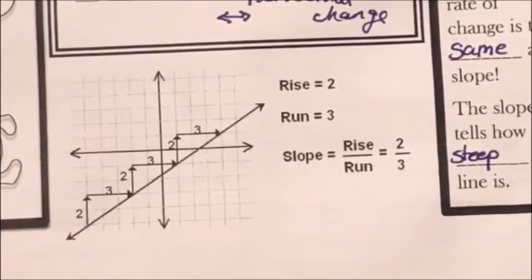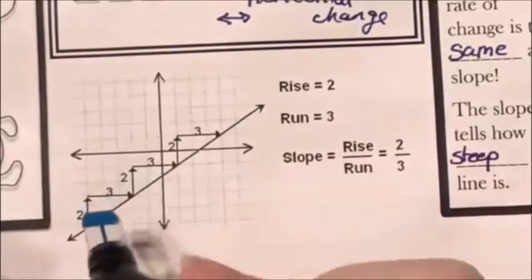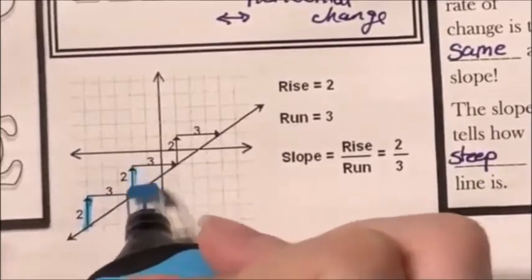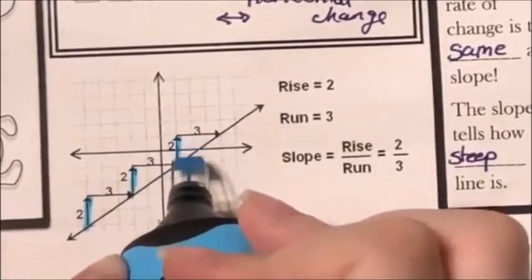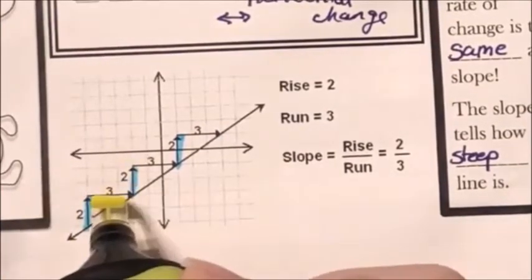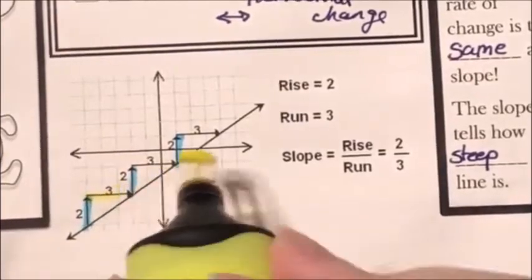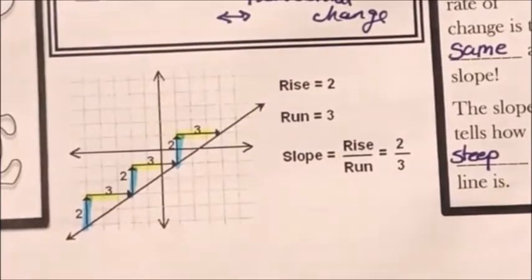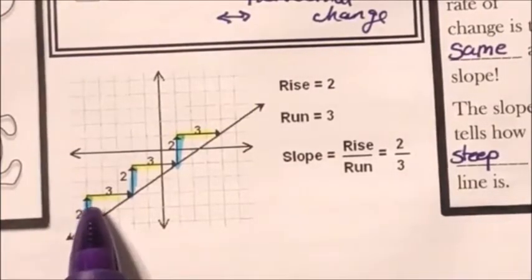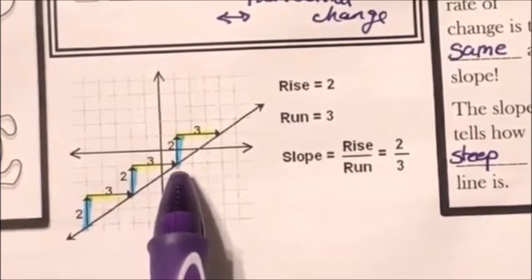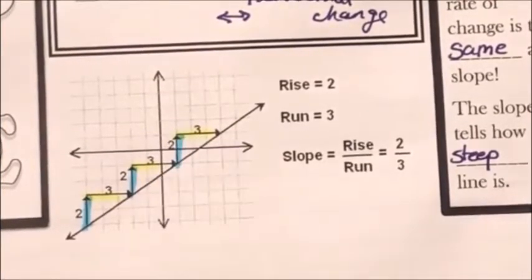So I'm gonna use some highlighters. So my rise is gonna be blue. So I'm going up by the same amount every time. See, I'm going up by 2. So it's constant, it doesn't change, right? Then my run, I'm gonna use yellow, okay, is 3. So every time I'm going up 2 over 3, up 2 over 3, up 2 over 3.